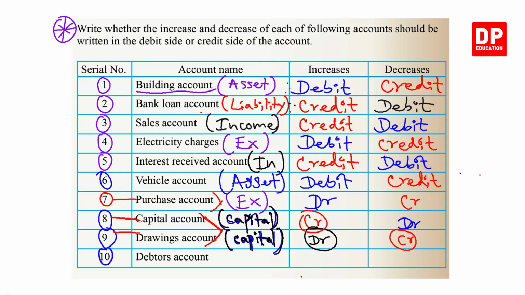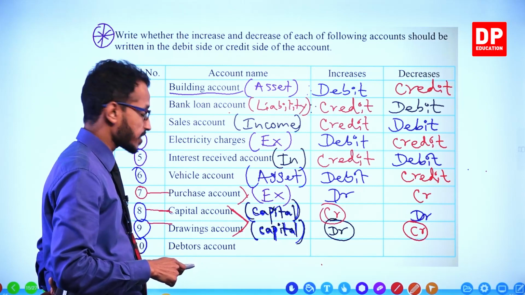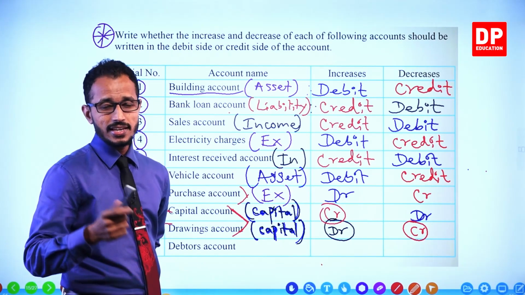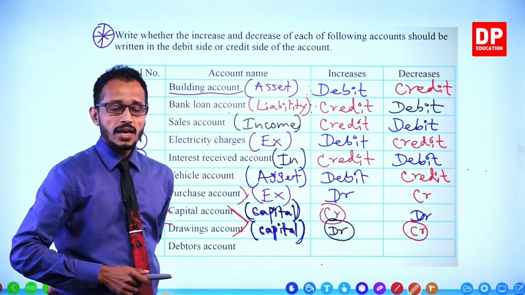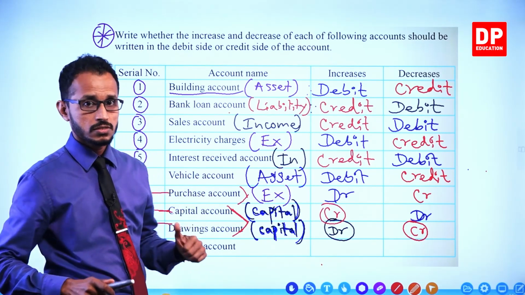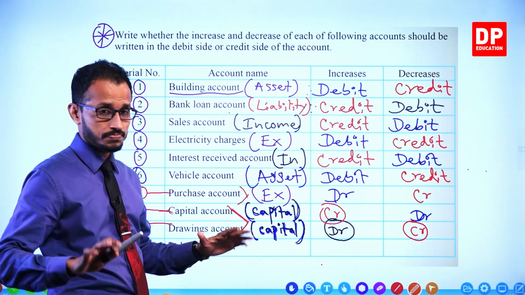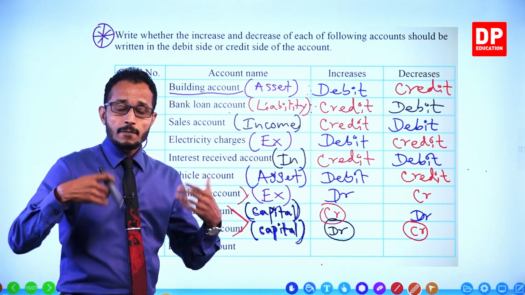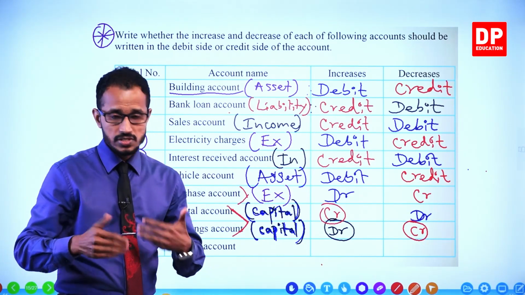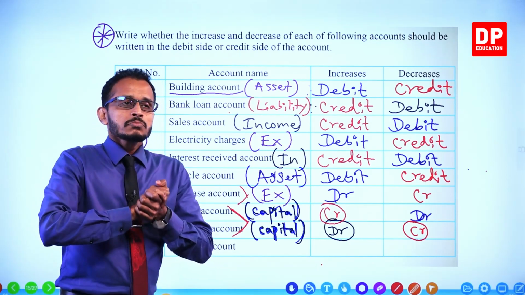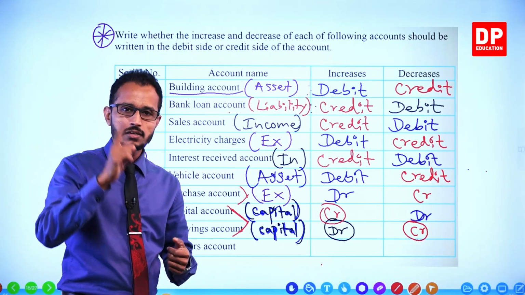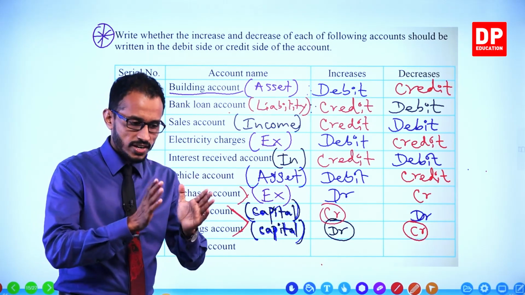The debtors account. Debtors accounts are common in any business. There is not one; there can be many debtors in any business, because when the business is selling goods on credit, it's a credit transaction. Debtors are created, and for each debtor, one account is created.